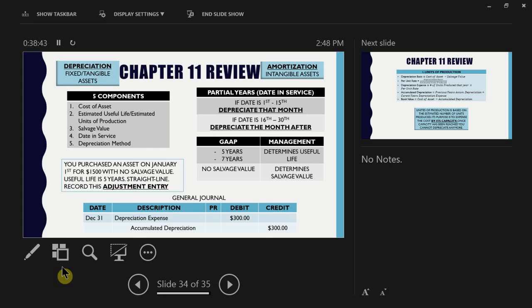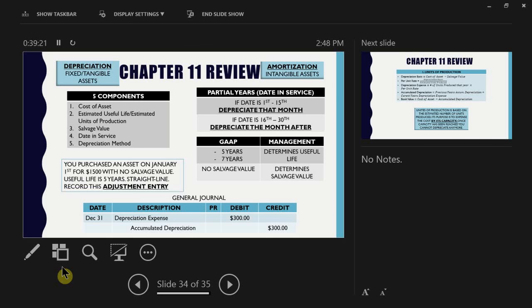A few things you need to know when you're dealing with partial years: if you calculate it from the 1st to the 15th, you depreciate it that month. If it's any time after the 15th, which is 16th to 30th or 31st, I don't know why I don't have a 31st there, depreciate the month after. A few rules here: GAAP determines whether you have 5 years, 7 years, and no salvage value. For management, under sole proprietorship, you get to determine the life and the salvage value.